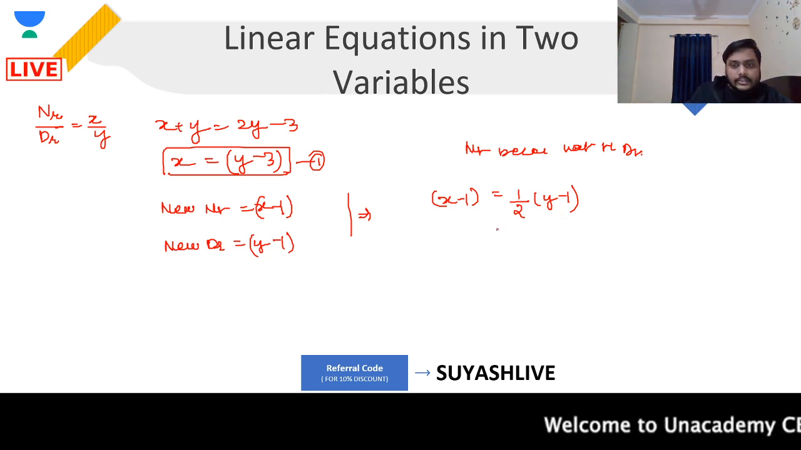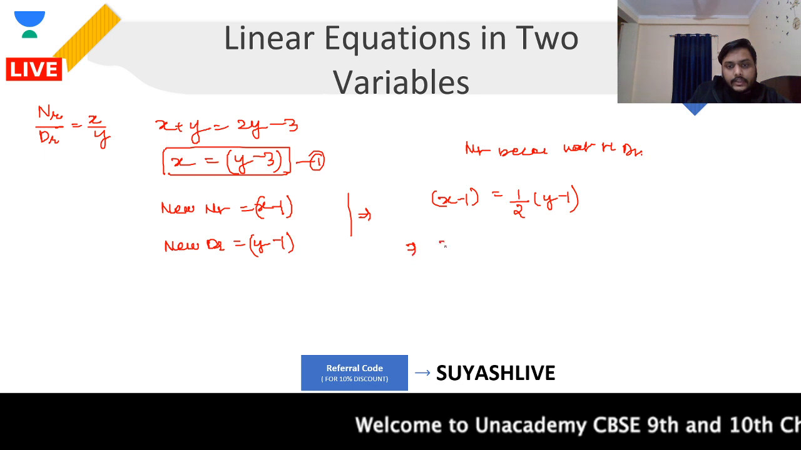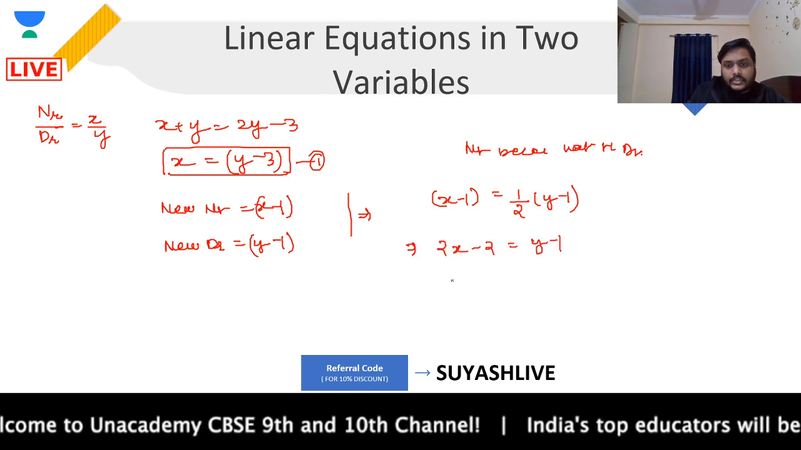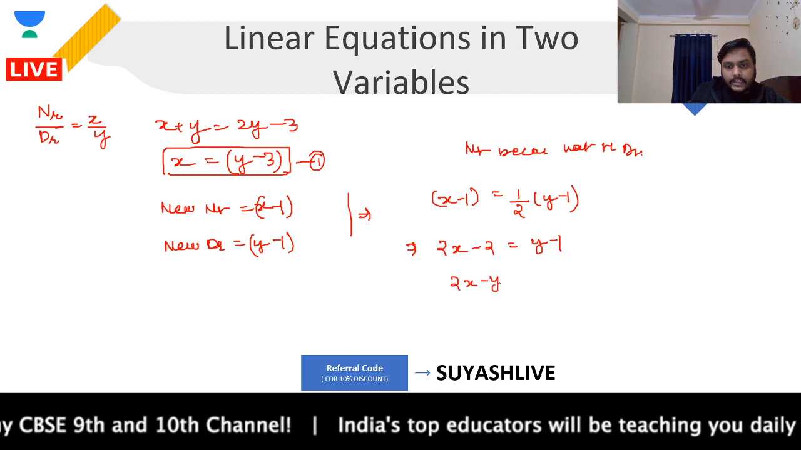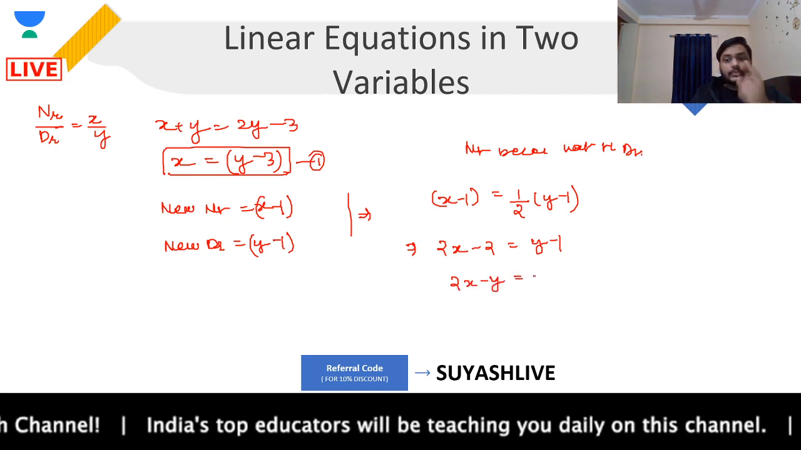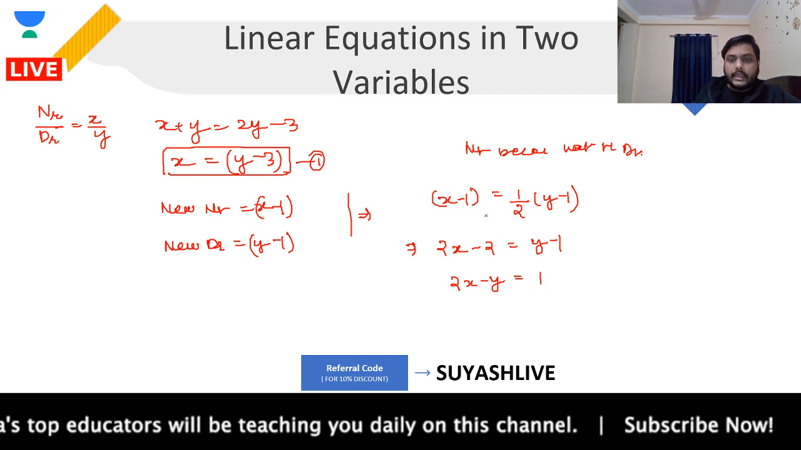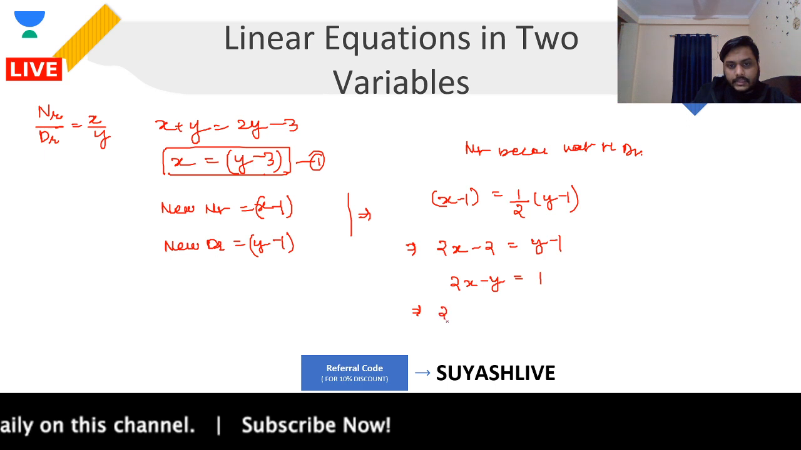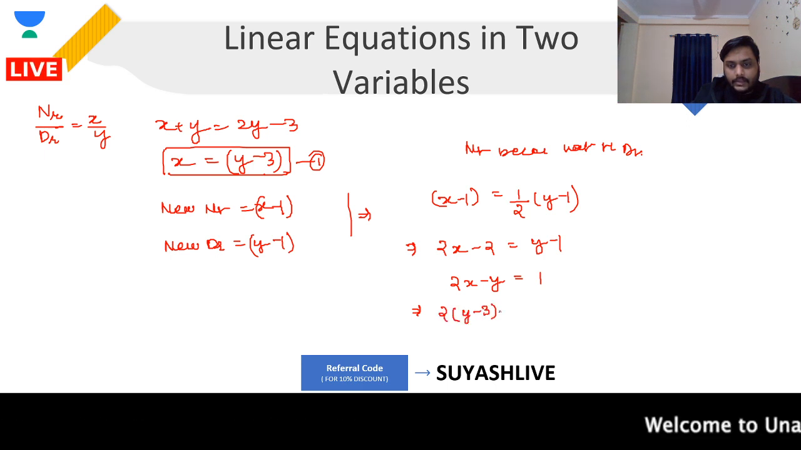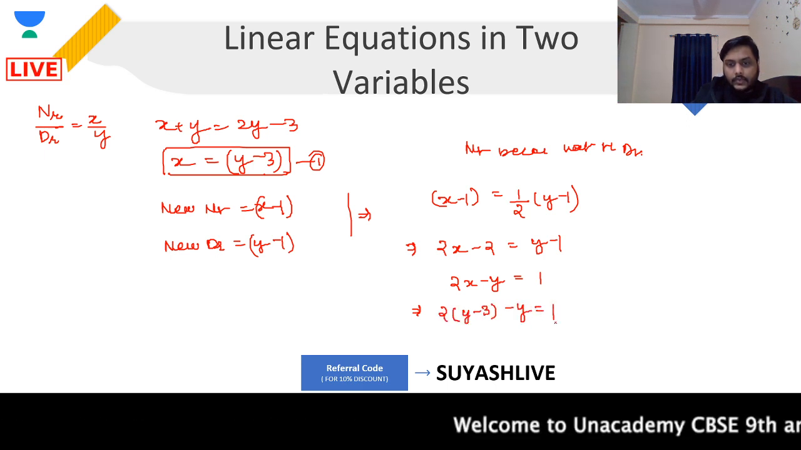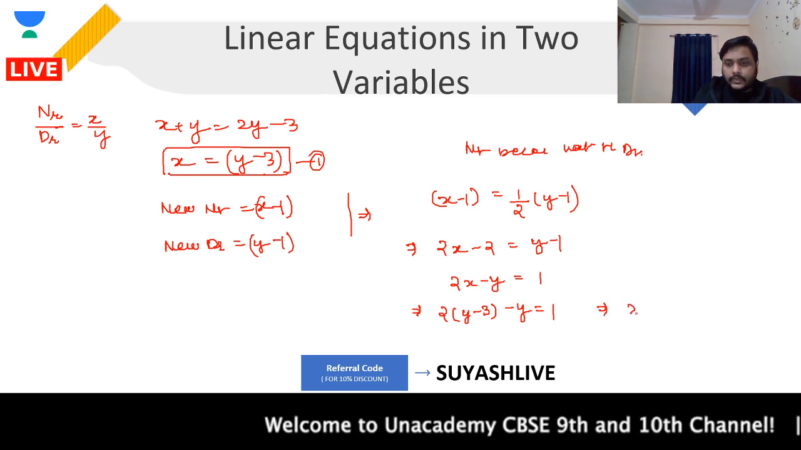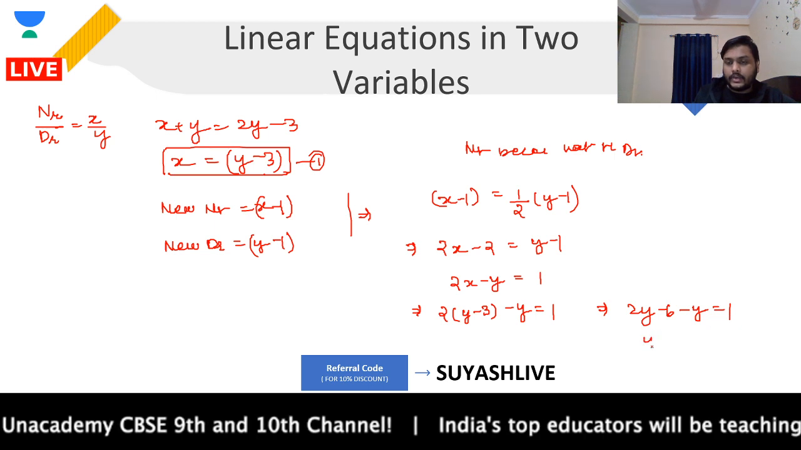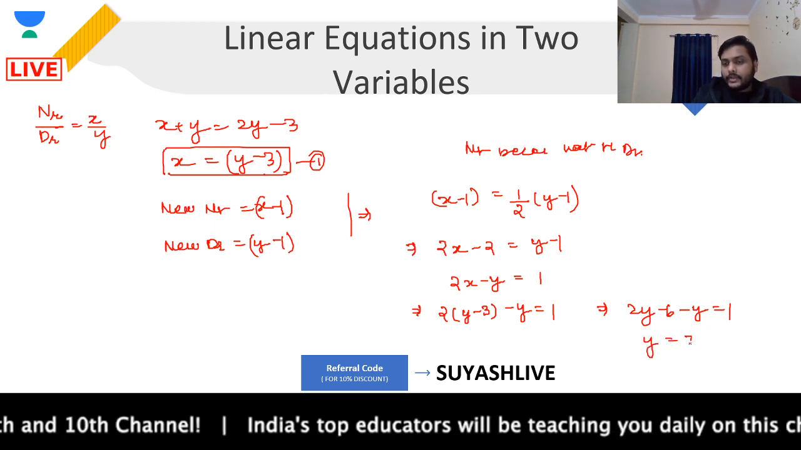Okay, and this is your second equation, from where you will be having 2x minus 2 is equal to y minus 1. This will give you 2x minus y is equal to minus 1 plus 2, that will be plus 1. And now putting the value of x from here to here, you will be getting 2 times of y minus 3, then minus y equal to 1. This will give you 2y minus 6 minus y is equal to 1. You have y is equal to 1 plus 6, that is 7.